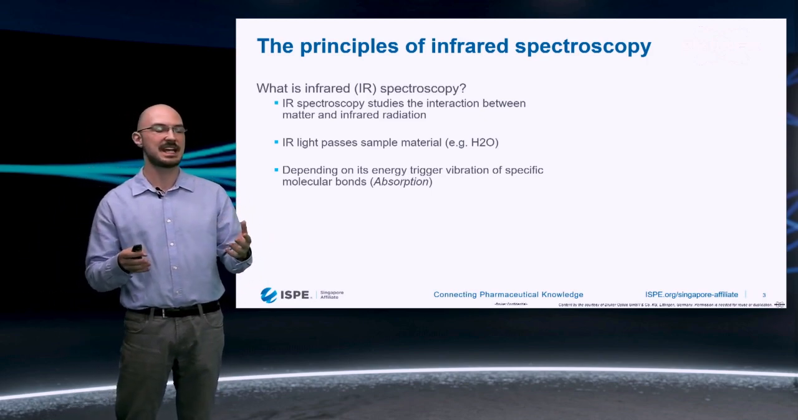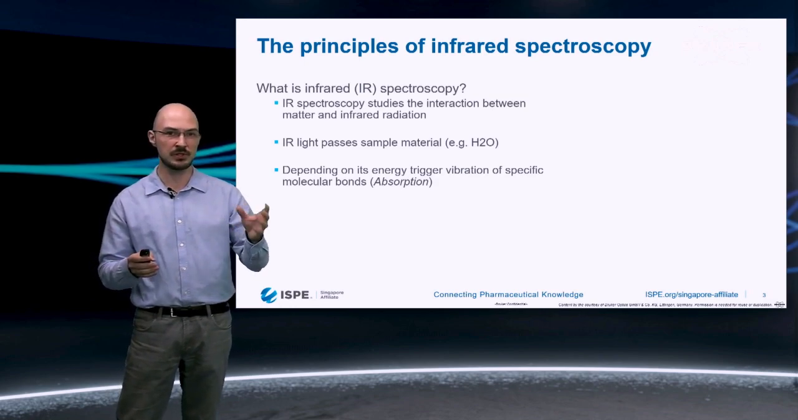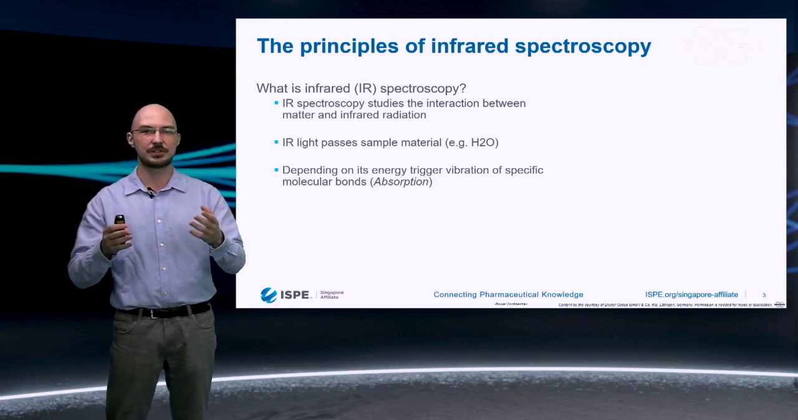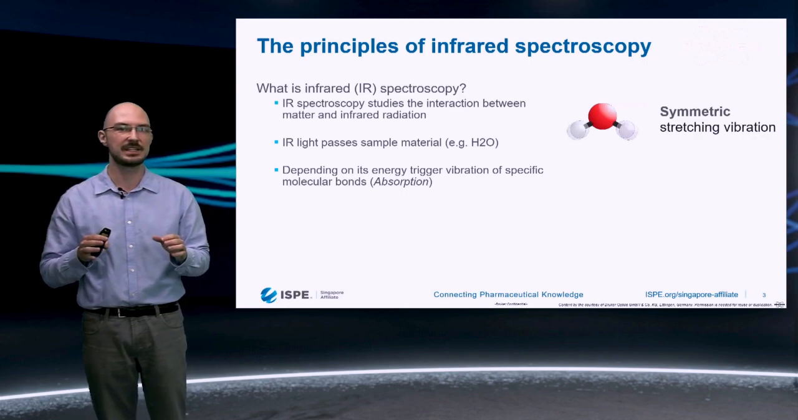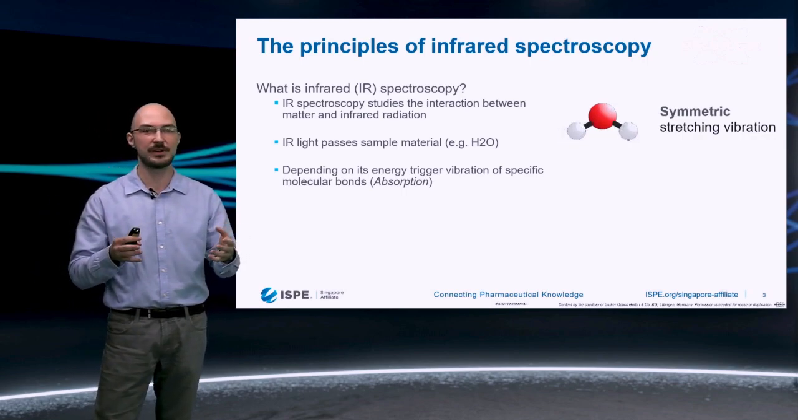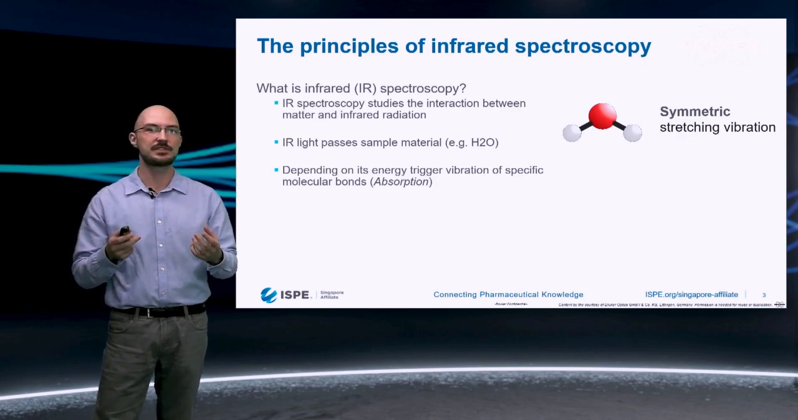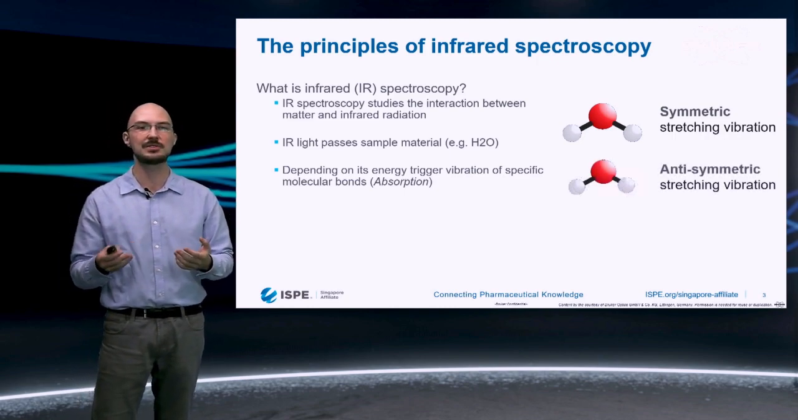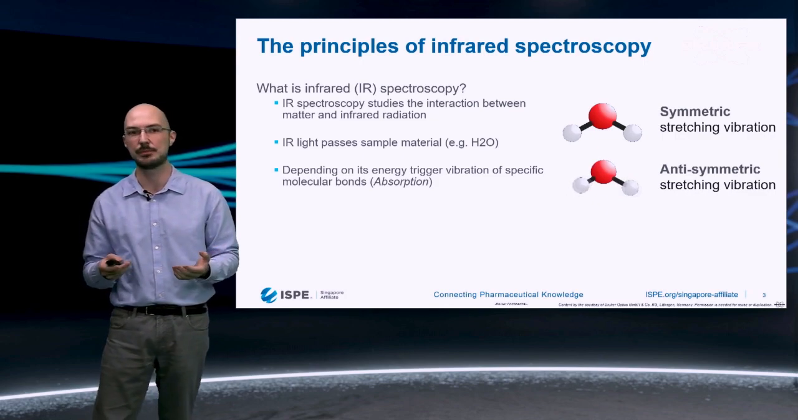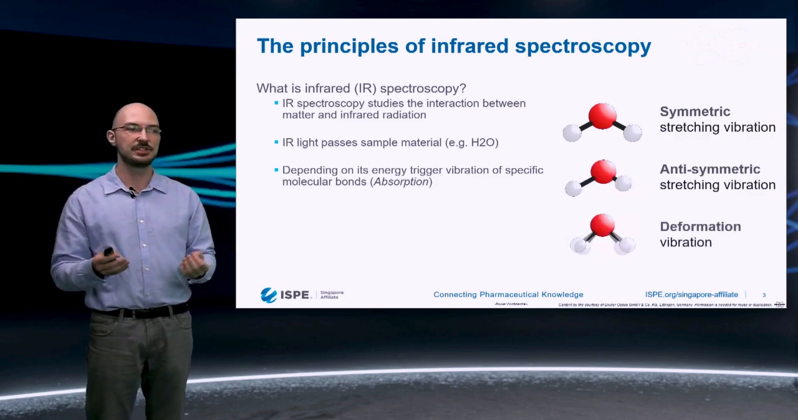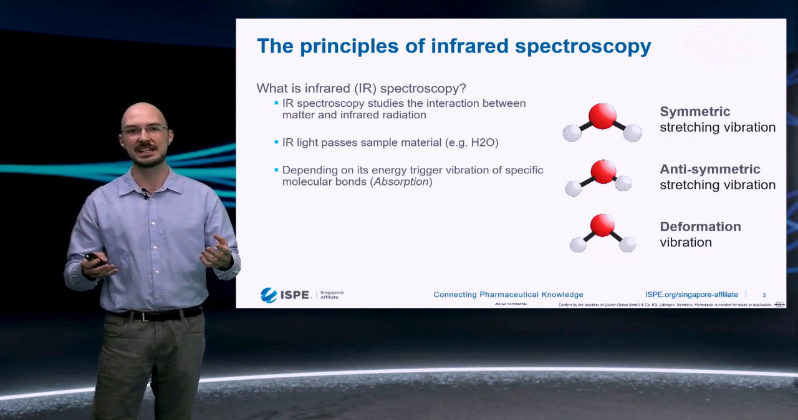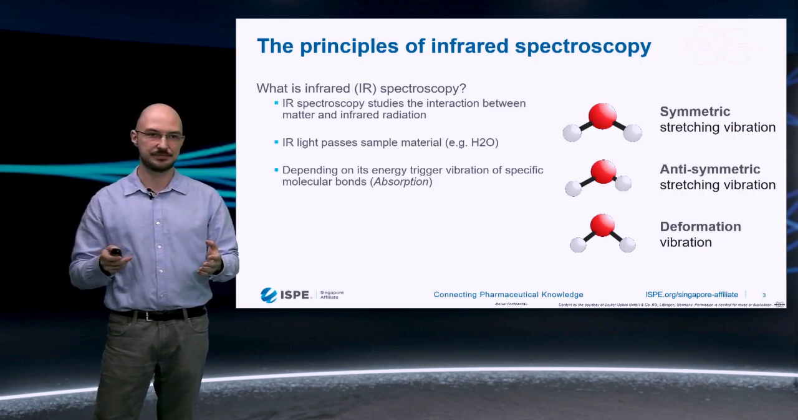For this, we take the example of a water molecule consisting of an oxygen and two hydrogen atoms connected with a molecule bond. Depending on the energy of the infrared radiation hitting this molecule, you can trigger special vibrations of this bond. For example, here the symmetric stretching vibration. But there are also others, like the antisymmetric stretching vibration and even a deformation vibration. These vibrations are important because they mean that the infrared light got absorbed to some extent.